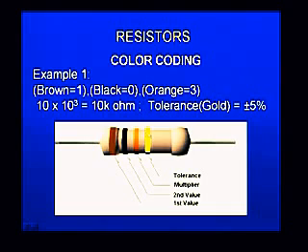The last band, the fourth band here, is actually the tolerance band. It tells, for example, how much the value of the resistance, fixed value of the resistance, can vary, and here the gold strip here is corresponding to plus or minus 5%. So the tolerance here is plus or minus 5%, and the value of resistor is 10 kilo ohm.